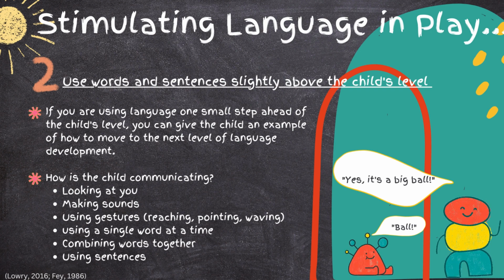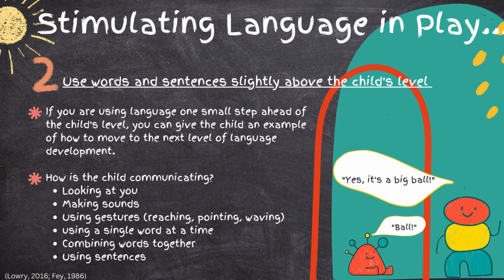Use words and sentences just slightly above the child's level. If you're using language one small step ahead of the child's level, you can give the child an example of how to move to the next level of language development. To do this, you need to know how the child is already communicating. For example, this could be by looking at you, or they could be making sounds. They could be using gestures like reaching for things, pointing and waving. They could be using single words one at a time. They could have started combining words together, or they could be using sentences.